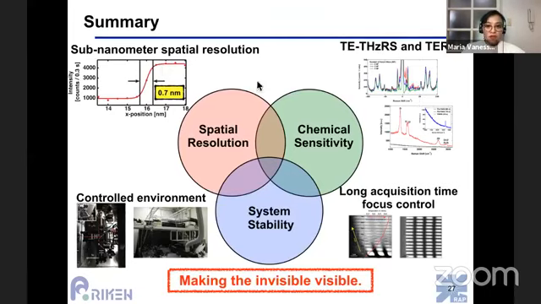And so far, using the STM, we are able to obtain the sub-nanometer spatial resolution, which in turn can unlock certain Raman modes, which can in turn also increase the chemical sensitivity of our system. But these two, of course, should go hand in hand with high system stability. Without the high system stability, we cannot get reproducible and reliable results.